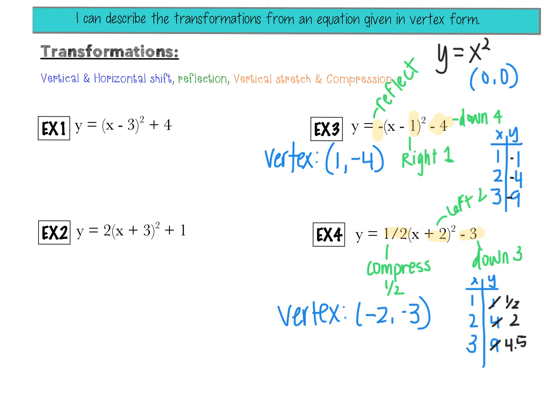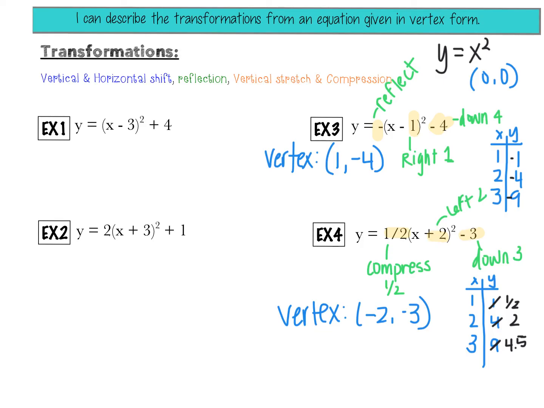All right, so for example 3, hopefully you were able to identify that the vertex will be at 1, negative 4. The transformations are that it's going to reflect over the x-axis. It's going to shift right 1 and down 4, so that's where I get my 1, negative 4. And then it's going to take the parent graph table of 1, 1, 2, 4, 3, 9, and instead of going over 1, up 1, it's reflecting over the x-axis.